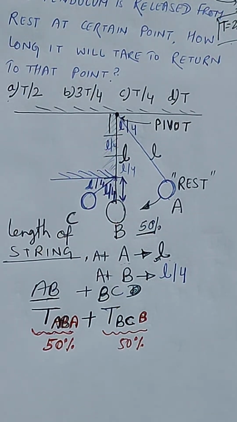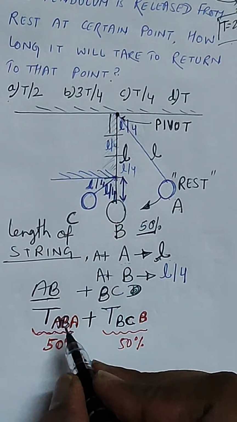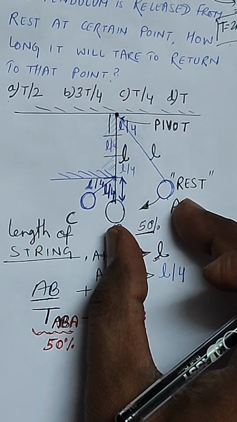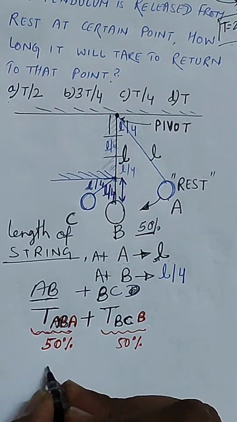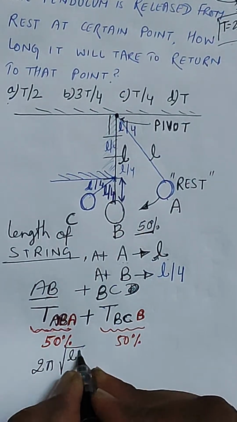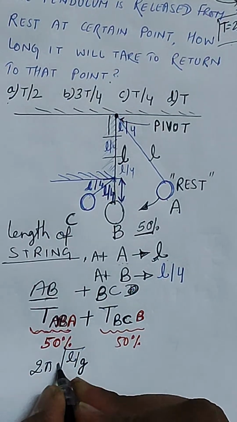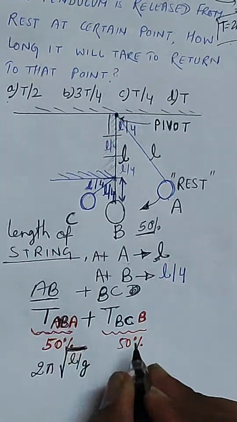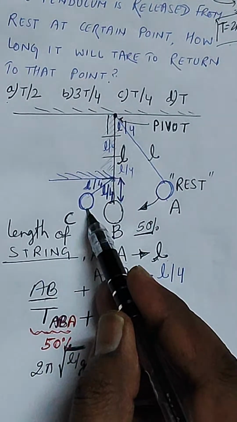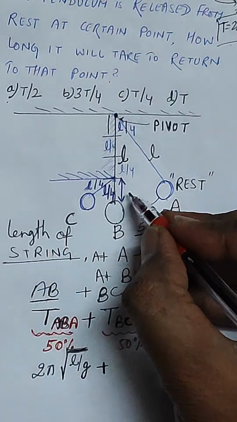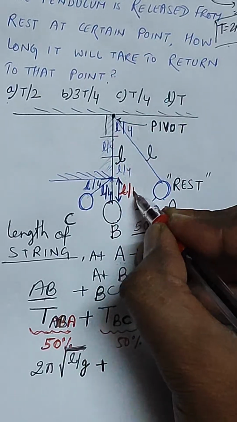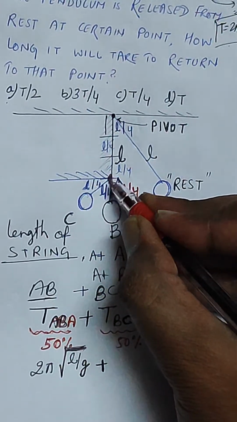Now, my dear friends, what is the time period of oscillation when the restriction is only till B? This is only 2 pi root over L by G, isn't it? 2 pi root over L by G. And what about the section BCB? From here to here, the length of the string is only L by 4. You can see here, only L by 4 is allowed to move because this restriction is here.